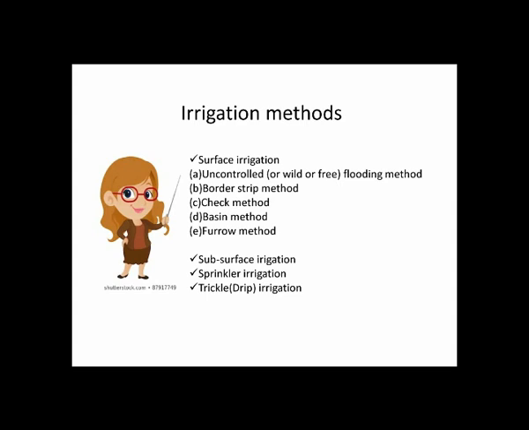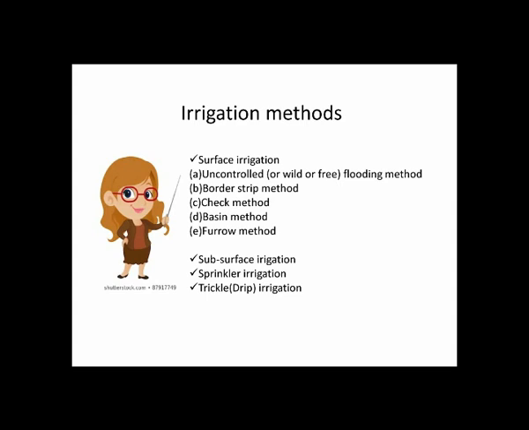Controlled method means water is applied from the head ditch and guided by corrugation furrows, borders, or ridges. And uncontrolled or wild method means water is applied to cropland without any preparation of land and without any levees to guide or restrict the flow of water on the field. This method is called uncontrolled or wild or free flooding. The advantage of this method is the low initial cost of land preparation.